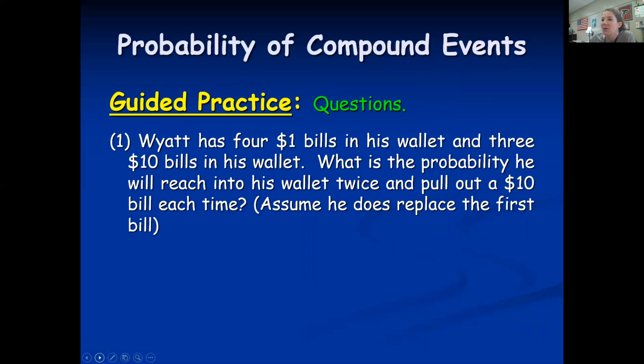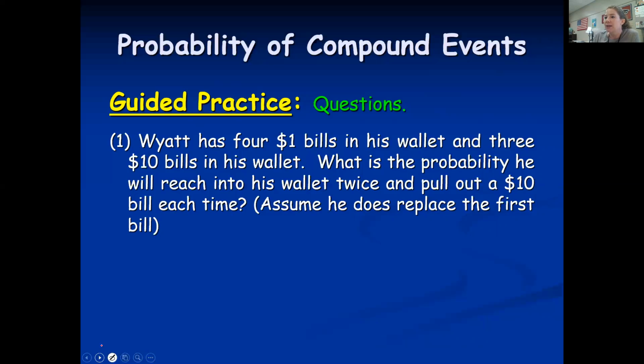All right, Wyatt has 4 $1 bills in his wallet and 3 $10 bills in his wallet. What's the probability he will reach into his wallet twice and pull out a $10 bill each time? Assume he does replace the first bill. So since he puts the bill back into his wallet, these are still independent events, because no matter what he pulls the first time, he's going to put the bill back in his wallet and grab a bill the second time, right?